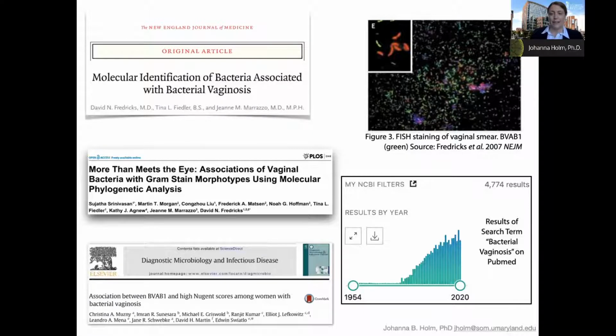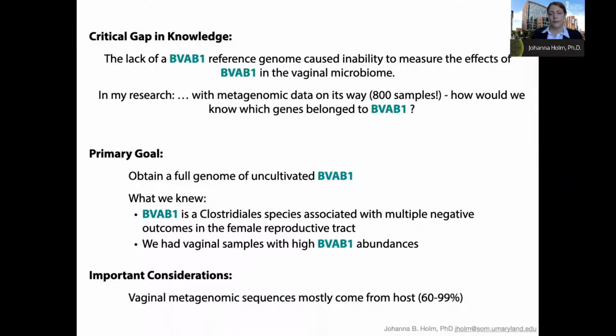Since then, BVAB1 has been the topic of numerous studies, especially in the context of bacterial vaginosis and other negative health outcomes. For the purposes of my research, there was a critical gap of knowledge in that BVAB1 could not be identified in metagenomic data. With 800 metagenomes on their way to me so that I could study the effect of the vaginal microbiome on incident sexually transmitted infections, I needed to know which genes belonged to BVAB1. And so the primary goal of this study was to obtain a full genome of as yet uncultivated BVAB1.